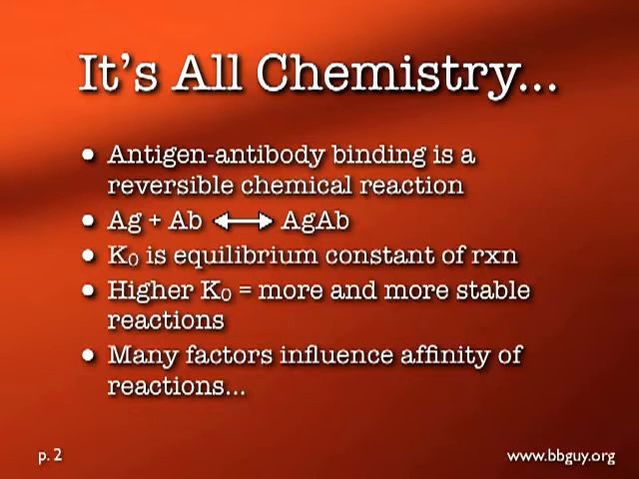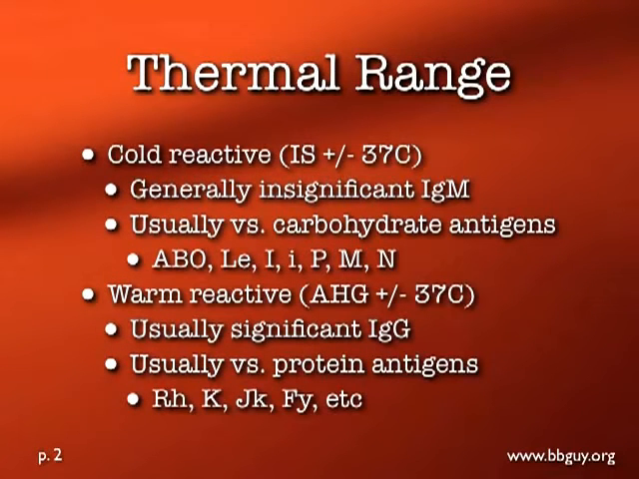Like most chemical reactions, there's a K0, or an equilibrium constant, and basically the higher the number for the K0, the more stable reactions there are. There are a lot of factors that influence that affinity and determine how well antigens and antibodies stick together, and we're going to take a little while to go through some of those right now. The first is thermal range. Antibodies have a couple of different ways of reacting. Some of them react better either at the immediate spin or 37-degree phase, more on that in just a moment, and others react better at warmer temperatures, the anti-human globulin phase.